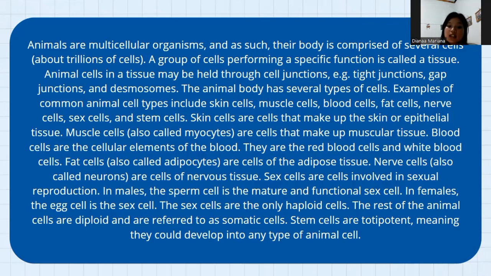Fat cells, also called adipocytes, are cells of the adipose tissue. Nerve cells, also called neurons, are cells of nervous tissue. Sex cells are cells involved in sexual reproduction. In males, the sperm cell is the mature and functional sex cell. In females, the egg cell is the sex cell. The sex cells are the only haploid cells. The rest of the animal cells are referred to as somatic cells. Stem cells are totipotent, meaning they could develop into any type of animal cell.